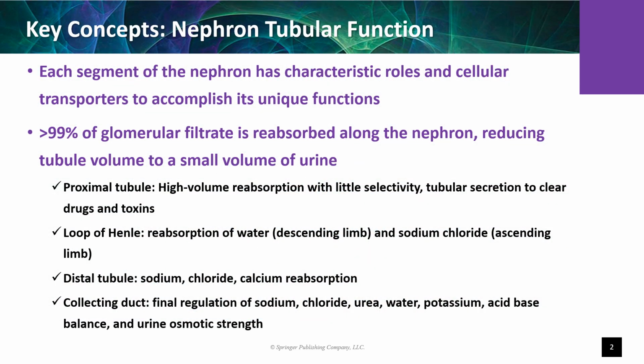The filtrate quickly passes from the capsular space into the renal tubule, where its volume and solute composition are dramatically changed. The end result of tubular processing is urine.